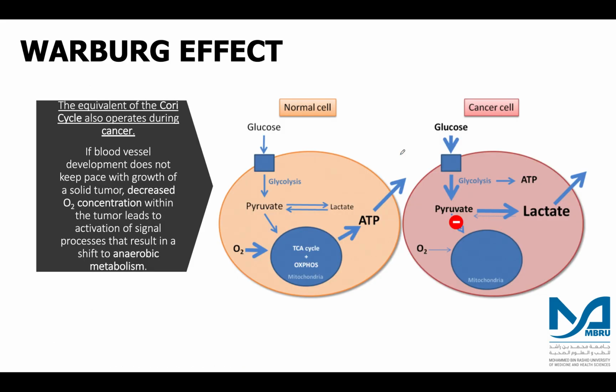Before we finish, I wanted to talk about something called the Warburg effect. What is the Warburg effect? It's the Cori cycle which is operating in the cancer cell. Now, in order for a tumor to develop, especially in a malignant tumor, the cells are dividing at a very high pace. And sometimes the tumor will not have proper angiogenesis. That means the development of blood vessels to carry oxygen and nutrients to the cells that are dividing so rapidly at a particular locale.